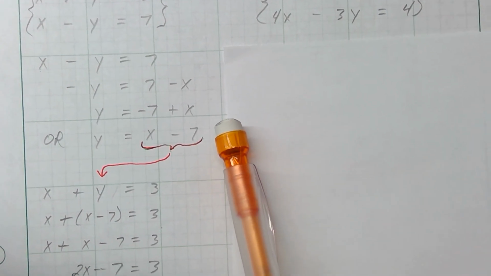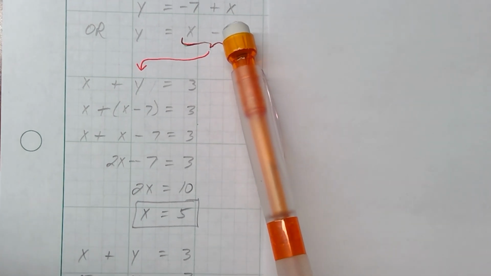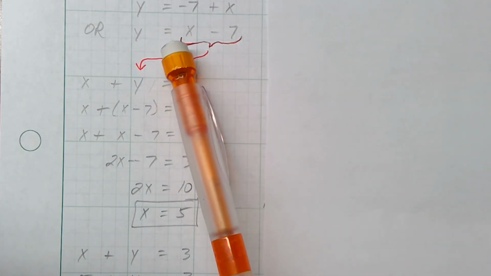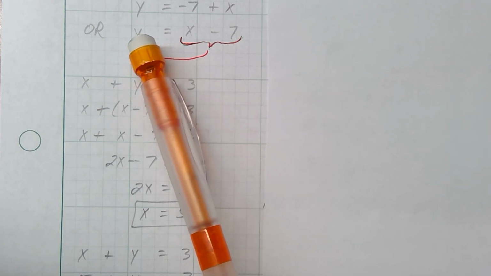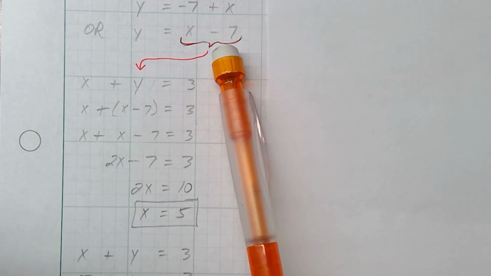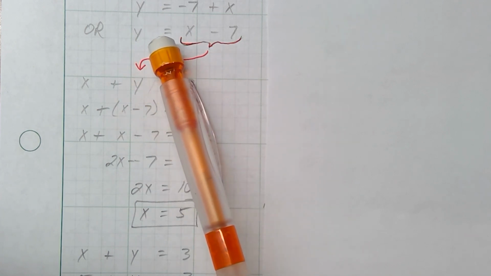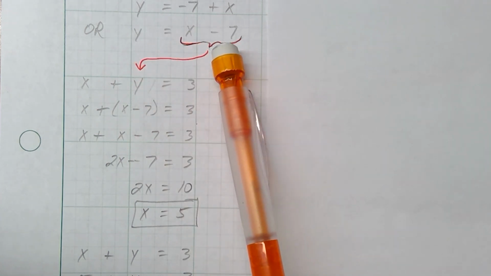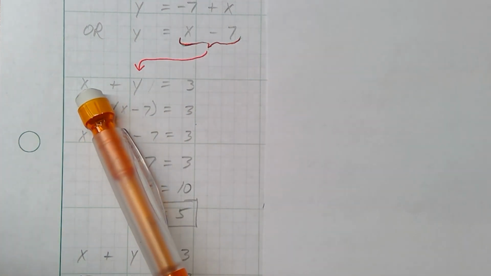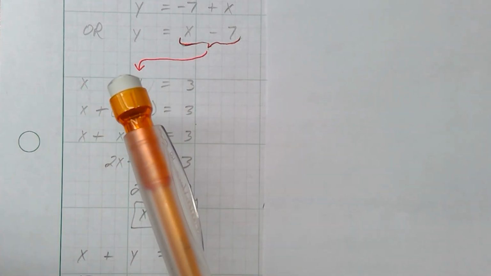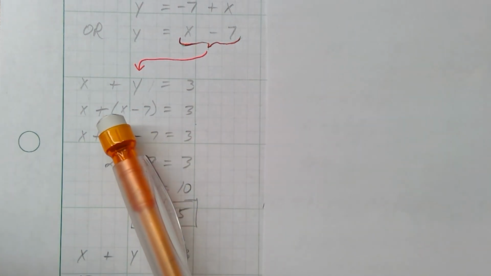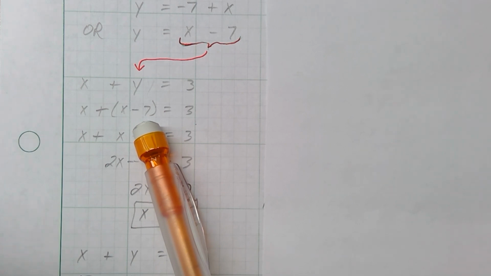Okay, now that I've isolated y in one of the equations, I'm going to look at this equal sign and say to myself, y can be replaced by x minus 7. And that's what I'm going to do. I'm going to replace y with x minus 7, and I'm going to do it in the other equation. So in that x plus y equation, I'm going to take out the y and replace it with x minus 7 like this. Always a good idea to use parentheses.